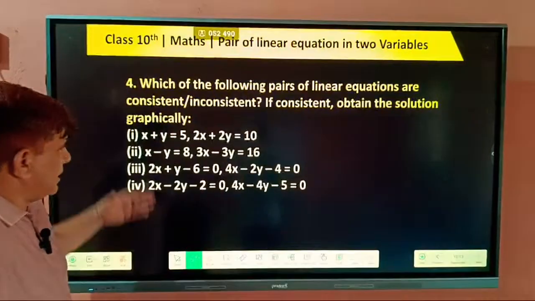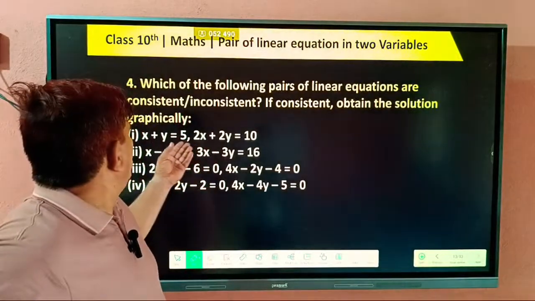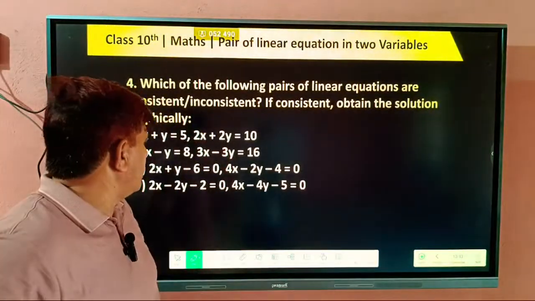So tomorrow we can start the next part of this. You can try to solve question number 4. Otherwise I can start from this question.